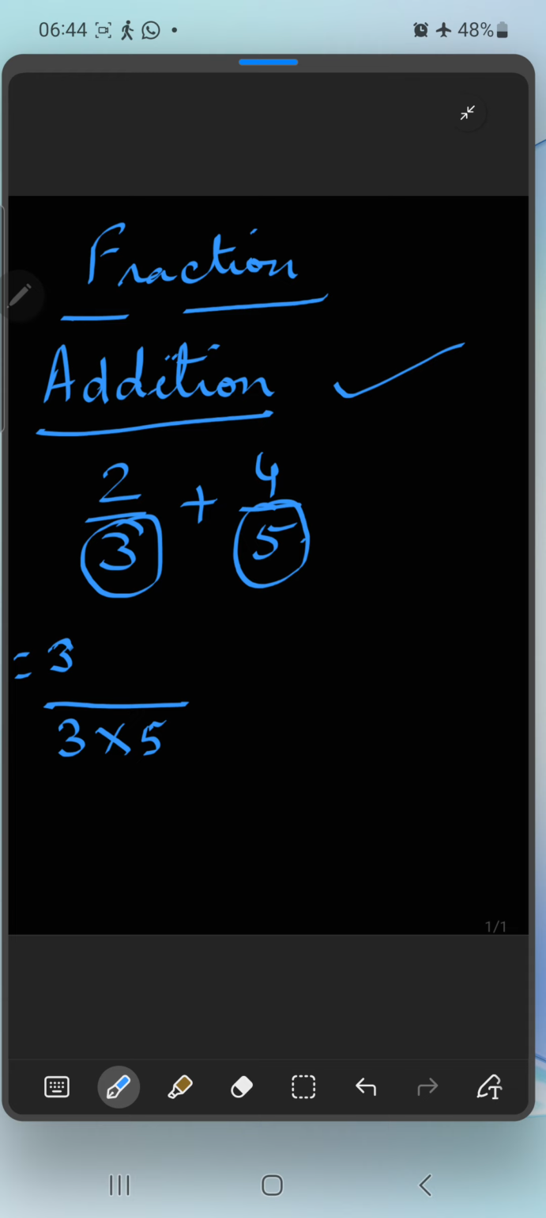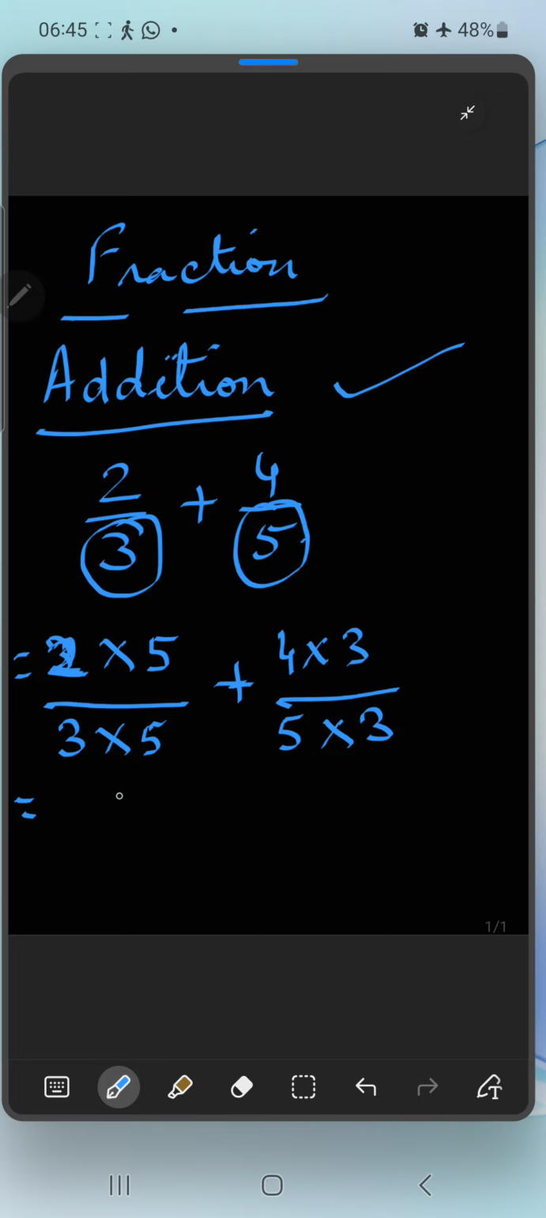Here it is 5. I have to convert this 5 into 15, so I will multiply 3 with it. And because I had multiplied 3 in the denominator, I also have to multiply 3 in the numerator. What will I get here? 10 over 15 plus 12 over 15.